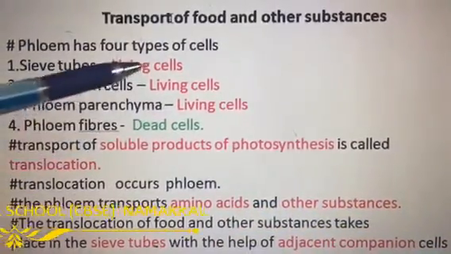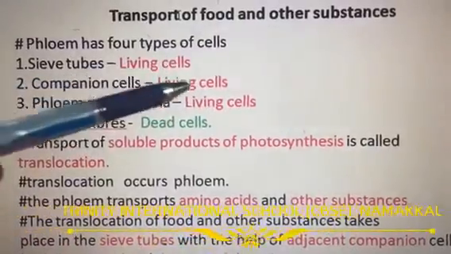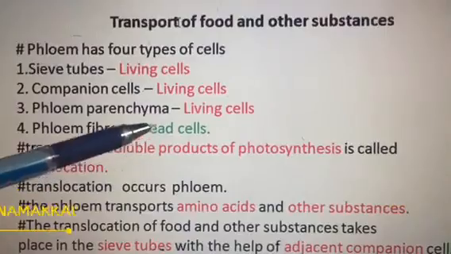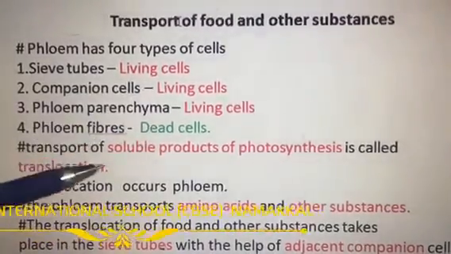Among these 4, 3 cells are living. The phloem fiber is a dead cell.